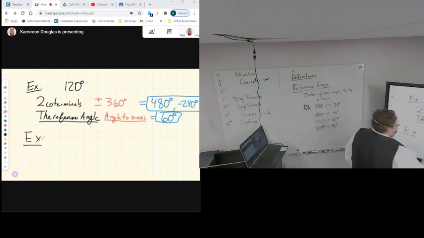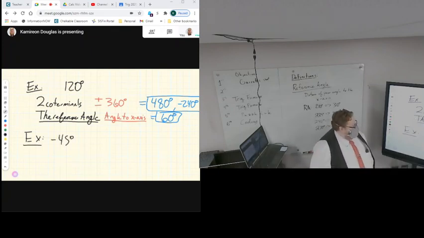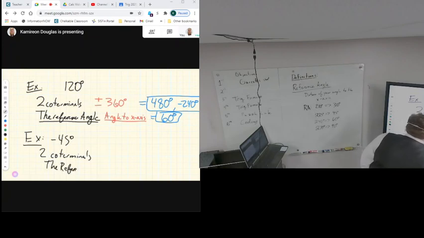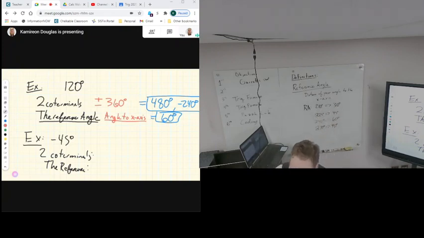What if I said negative 45 degrees? I want two coterminals and the reference angle. Two coterminals. And the reference. Again, coterminals are found by adding or subtracting 360. The reference is the angle to the axis. It's the shortest angle to the x-axis.